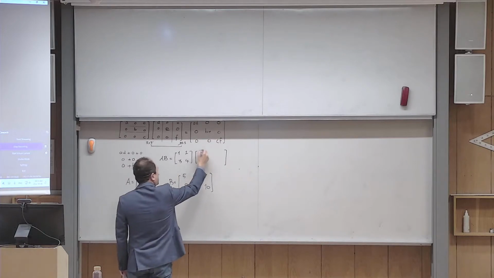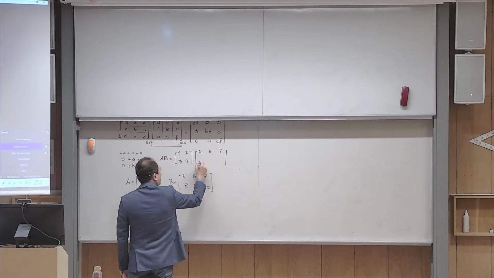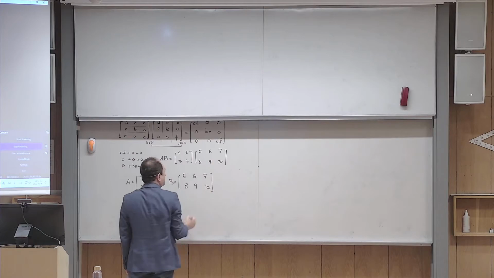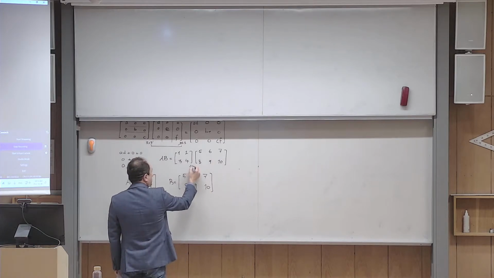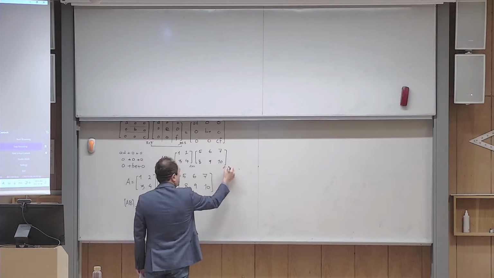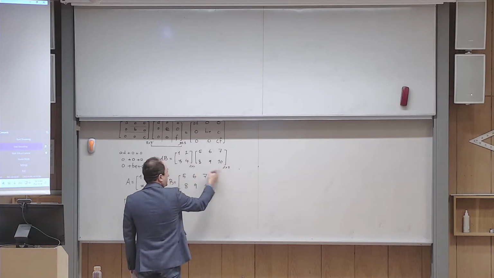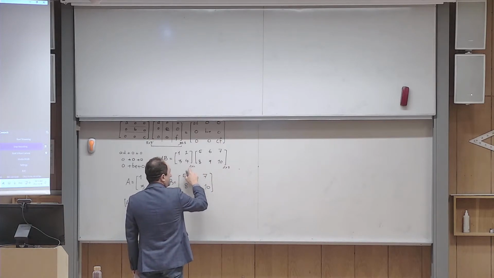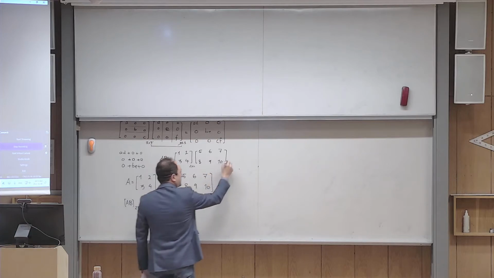So this is 5, 6, 7, 8, 9, 10. Is it doable? Let us check. This is 2 by 2, this is 2 by 3. So what is the result? These two are the same, so this multiplication is possible, but the result will be a 2 by 3 matrix.